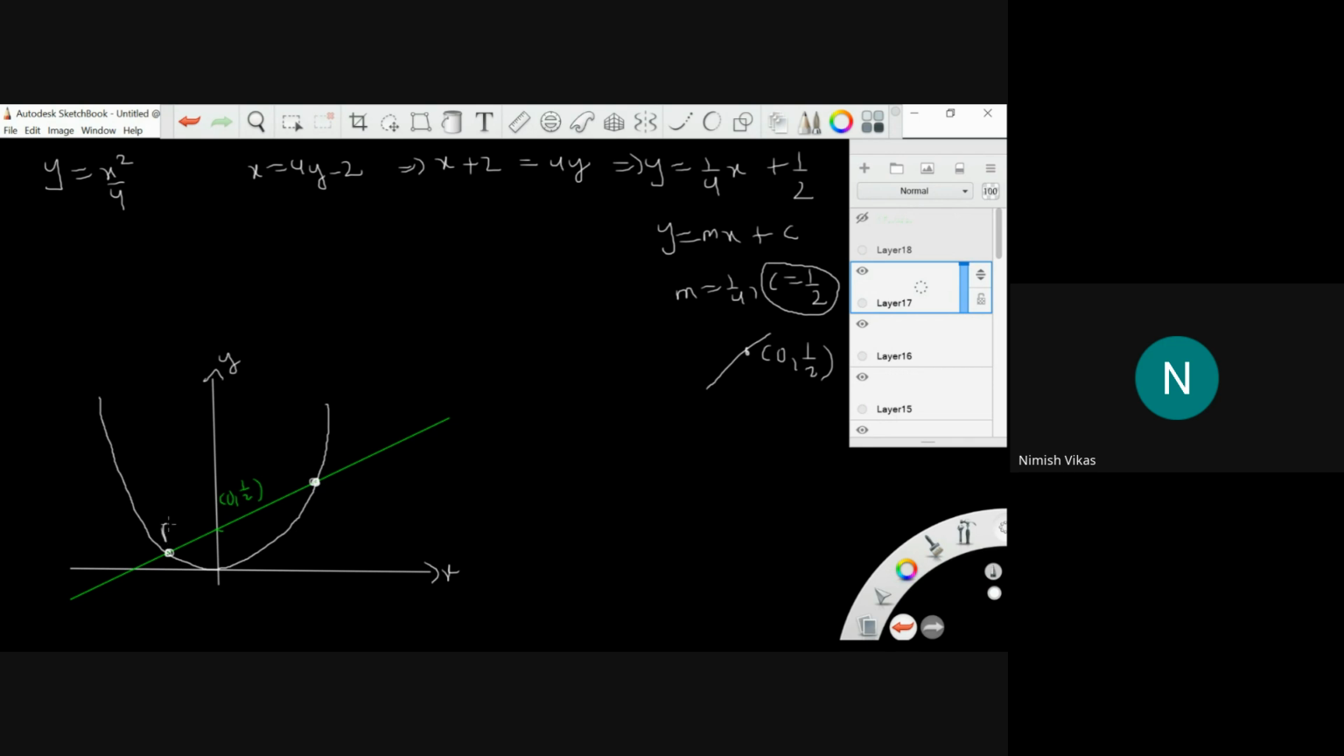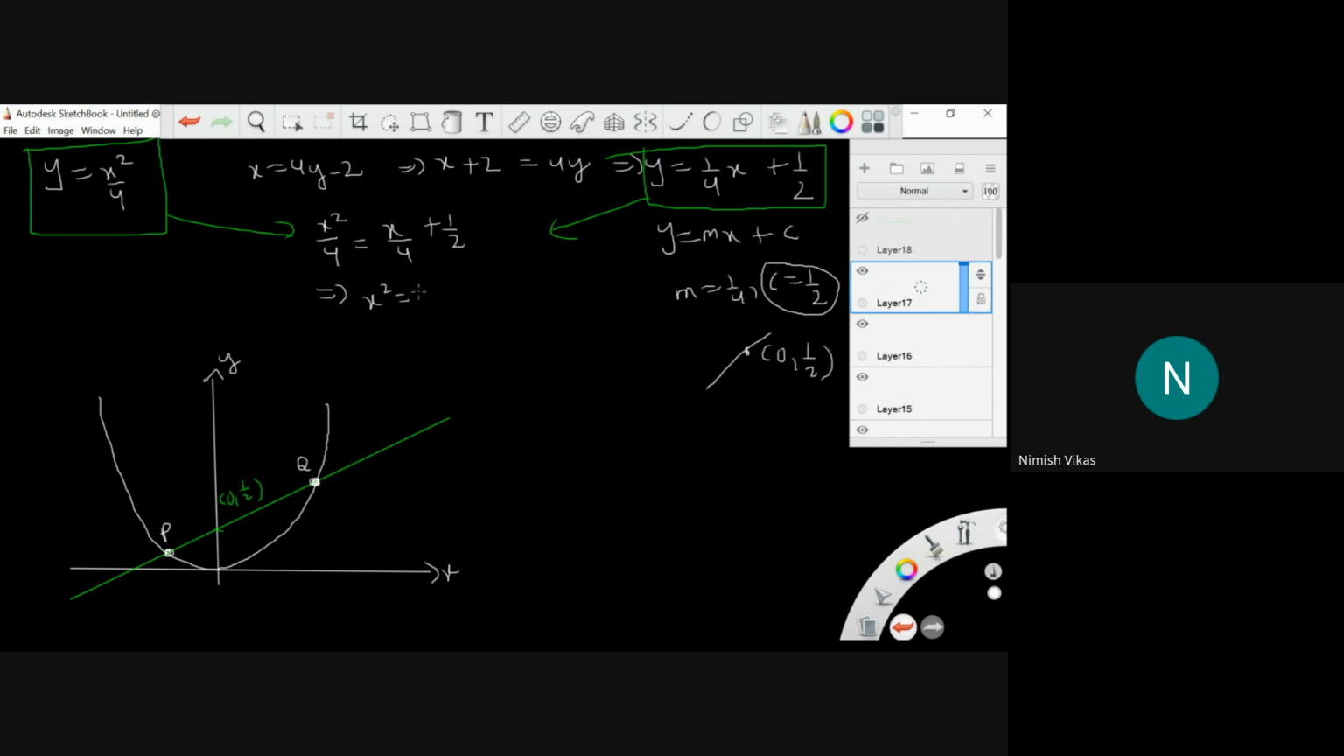So we have these 2 points, the point P and the point Q. These 2 points we have to find. When we have to find the 2 points of intersection, we will solve the two graphs simultaneously. So y is equal to x square upon 4, and also y is equal to x upon 4 plus 1 upon 2. So it's a quadratic equation. Obviously, we will have a quadratic equation because we should get two roots for the points P and Q. We are solving for x.